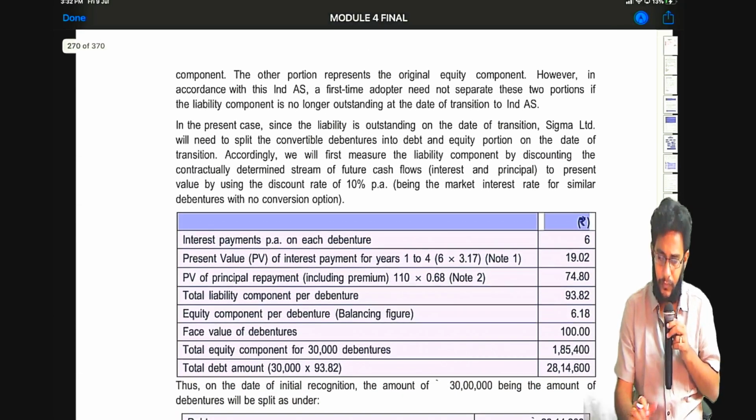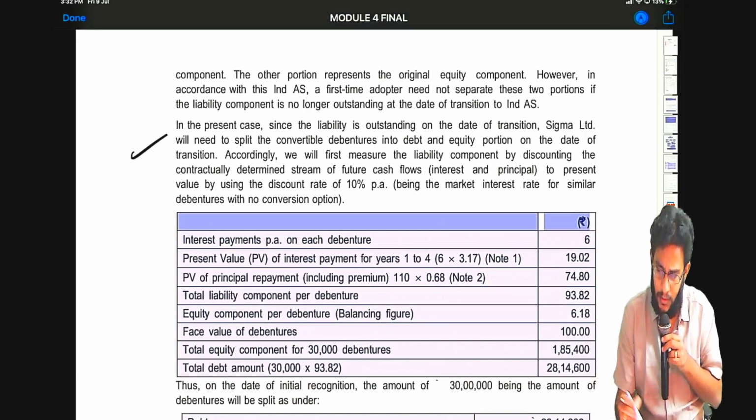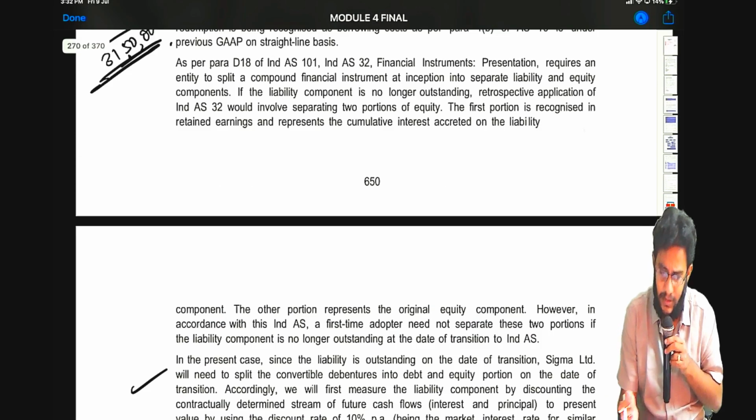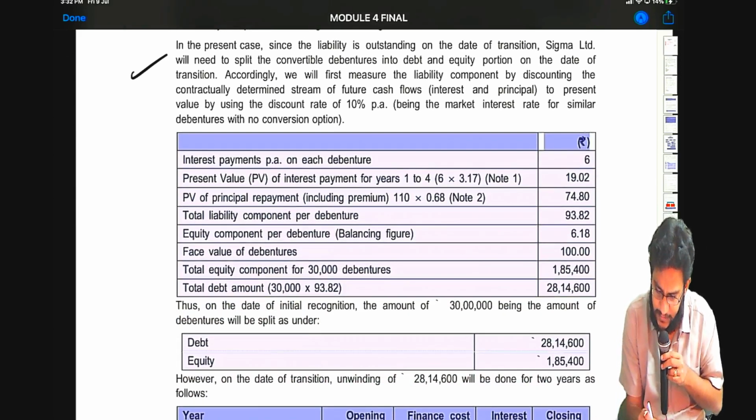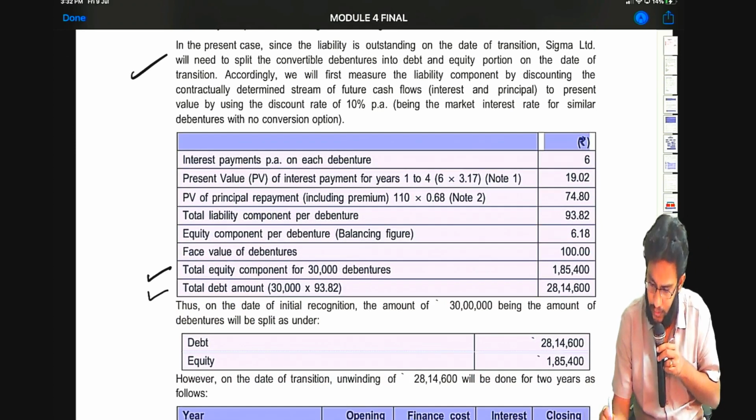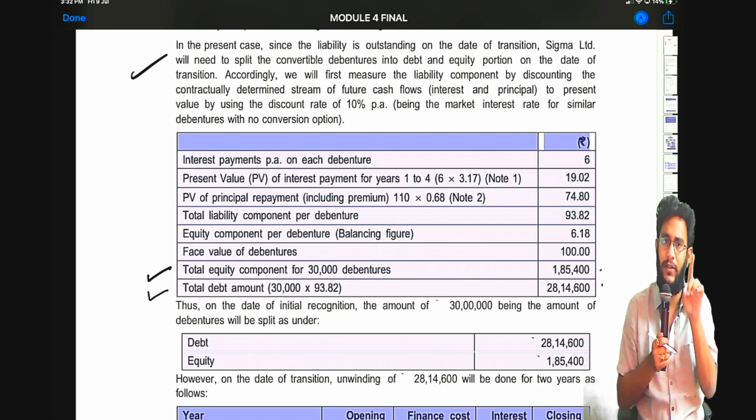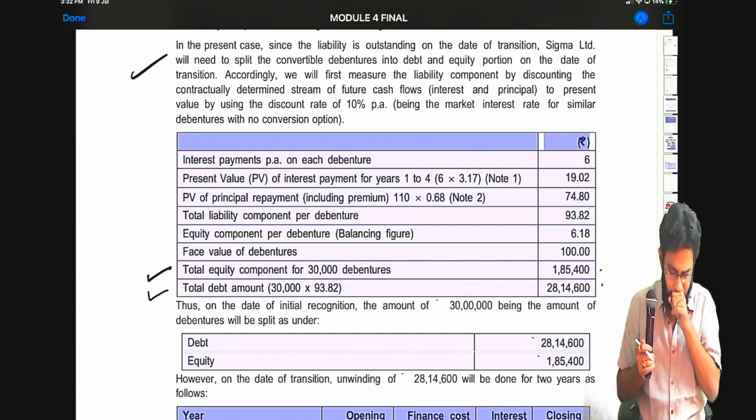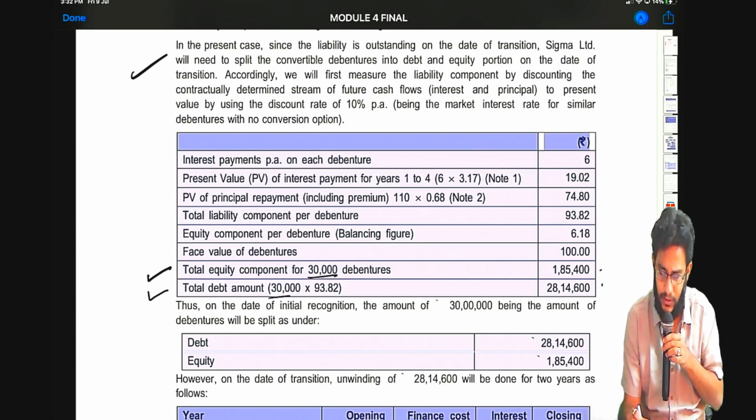So first he explained what the exemption is, and that the exemption is not applicable. Then he split the equity and the liability component. Here you go. What he has done is for one debenture, with a face value of 100. That number he ultimately multiplied with 30,000 and got the overall figures.